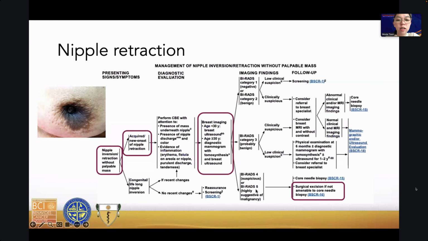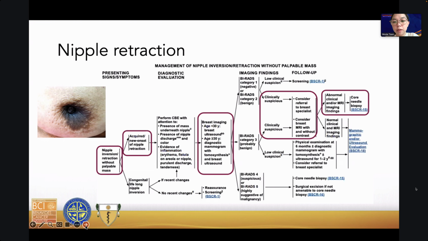And as I mentioned, there are certain instances where it would be not feasible or difficult for us to do a core needle biopsy, even ultrasound guided, such as cases like this. So in cases like this, we might need to do a surgical excision if the lesion is not amenable to a core needle biopsy. Now, if our imaging results turn out to be benign or negative, or even BIRADS 3, but to us looks clinically suspicious, then we may consider referring to a breast surgeon, or we may actually request for a breast MRI with contrast.